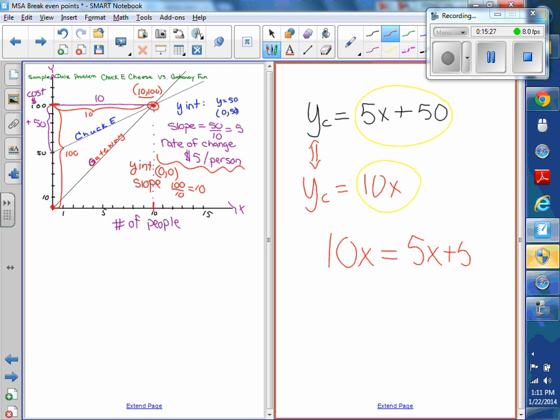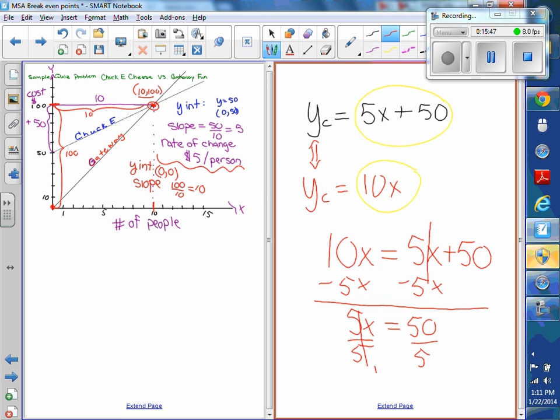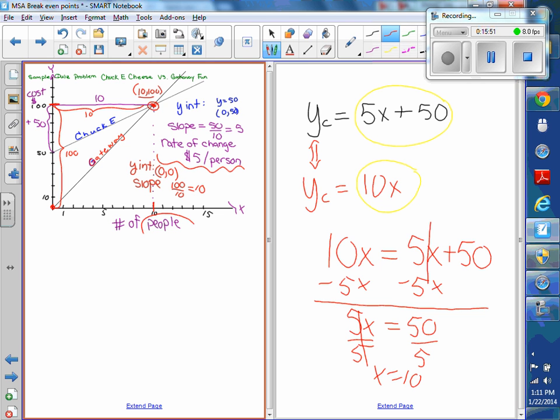So once you get rid of the 50 and the 5x, you'd subtract 5x from both sides. And you get 5x equals 50. So I divide by 5. And you get x equals 10, right? And x represents people, right? So 10 people.